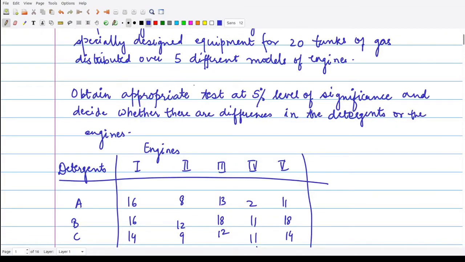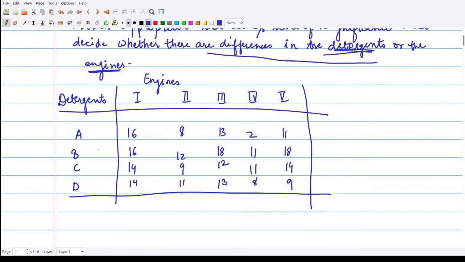At 5% level of significance, we are to test whether there are any differences in the detergents or the engines. So here you see we are to make two decisions, one for detergents and one for engines. So we are using this two-way ANOVA. The process here is similar to that of one-way ANOVA, but the difference is that we have two things: one is detergents and another is engines. So let's solve this question.